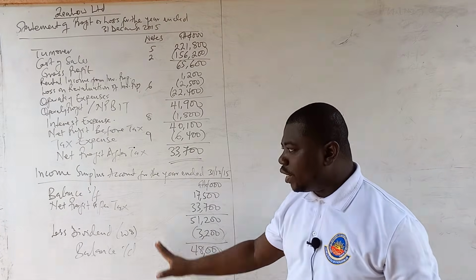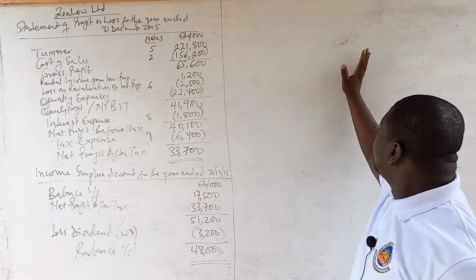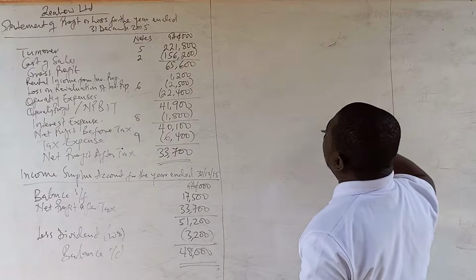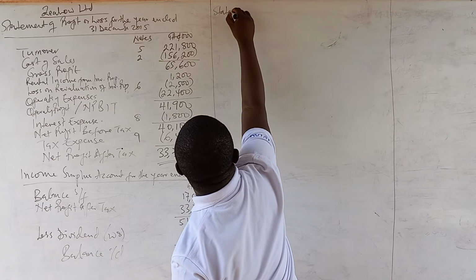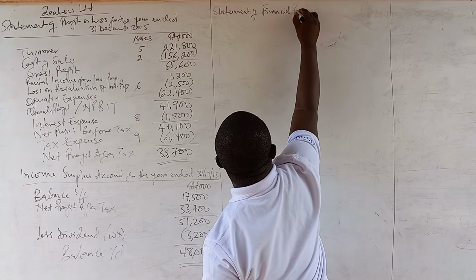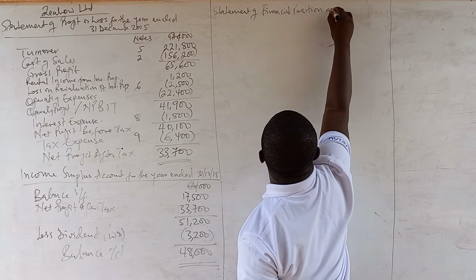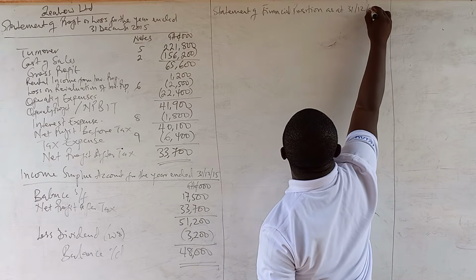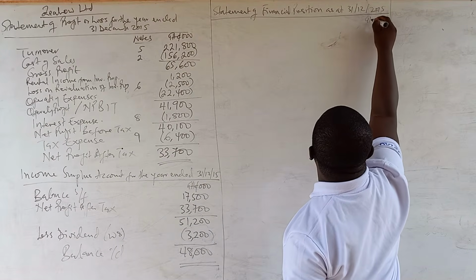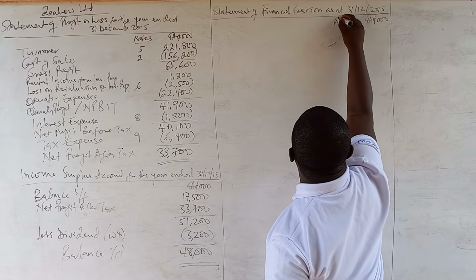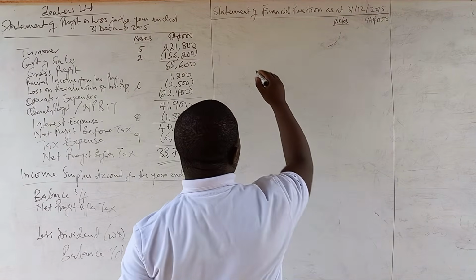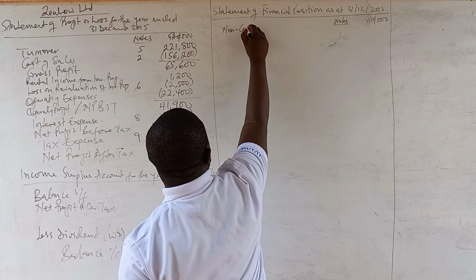So having understood this, we are now moving on to the final requirement, which is to prepare the statement of financial position. Okay. So let's prepare statement of financial position as at 31st December 2015. So I'll show my currency sign with 3 zeros, and I'll show the notes column as well for workings. And then I'm going to begin with the non-current assets, as you know.